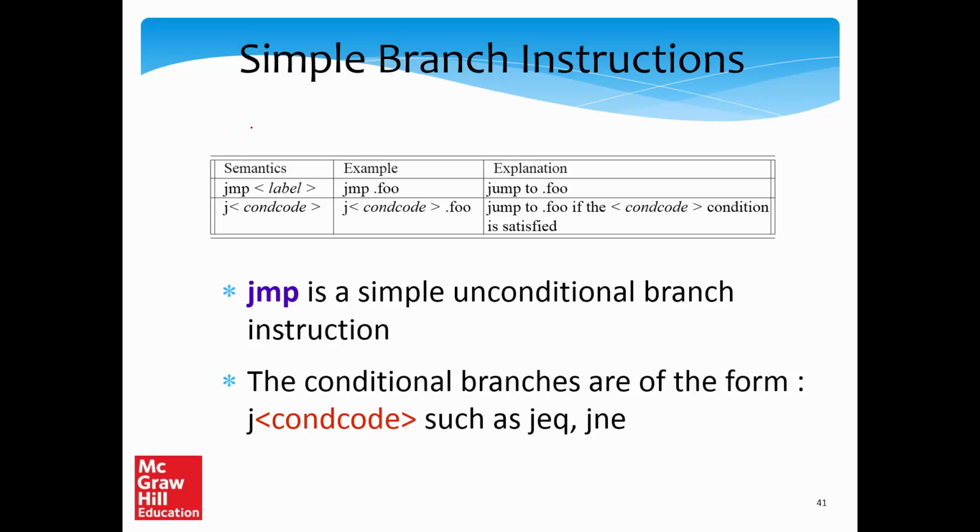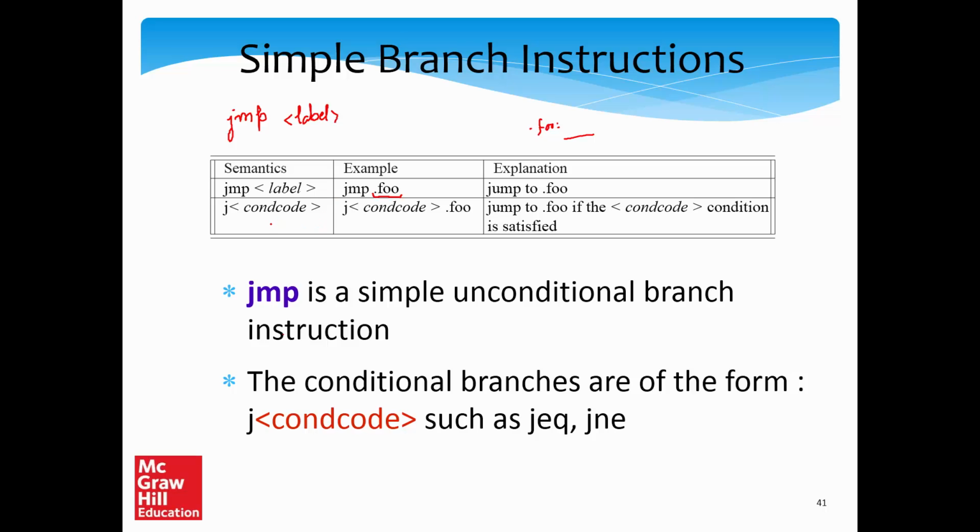So branches pretty much work the same way as they worked in simple RISC and in ARM. Here we have the jump instruction, which is the unconditional branch. We always jump to a label, and the label essentially indicates the instruction that we want to jump to. So if you are jumping to label.foo, it essentially means that we are jumping to the instruction that is pointed to by label.foo.